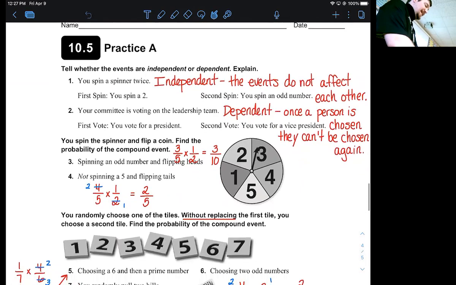Number 1 we said was independent because when you spin the spinner twice, you still have all the same options you had the first time you spun it. So the events don't affect each other. Yeah, it's the same spinner, but as we mentioned, a number's not falling off of it. The number you roll can still be rolled again, the second time you do it. Number 2, this was dependent. Once a person was chosen for president, they could no longer be chosen for vice president. So you're removing one person from the list of candidates, and so that makes this a dependent event.